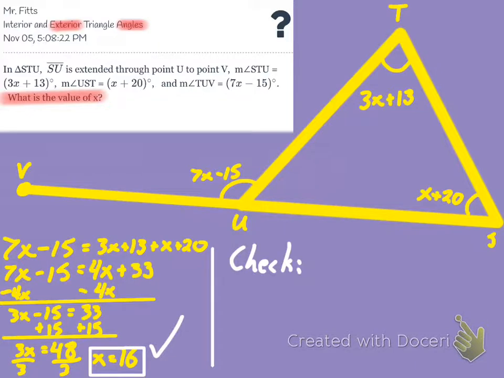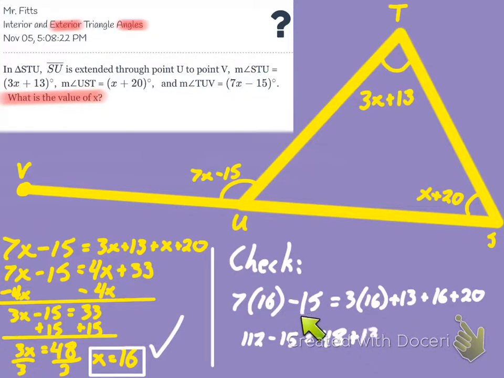All right, and I didn't do this in the last problem, but how do I check this? I'm going to go ahead and plug in x for all of these expressions here and make sure everything works. So here we go. 7 times 16 minus 15, 3 times 16 plus 13, plus 16 plus 20. Do these equal each other? Yeah, so I'm just basically redoing this whole equation here and plugging in 16 for x, just to make sure I did all of my math correctly. And I get 97 equals 97.